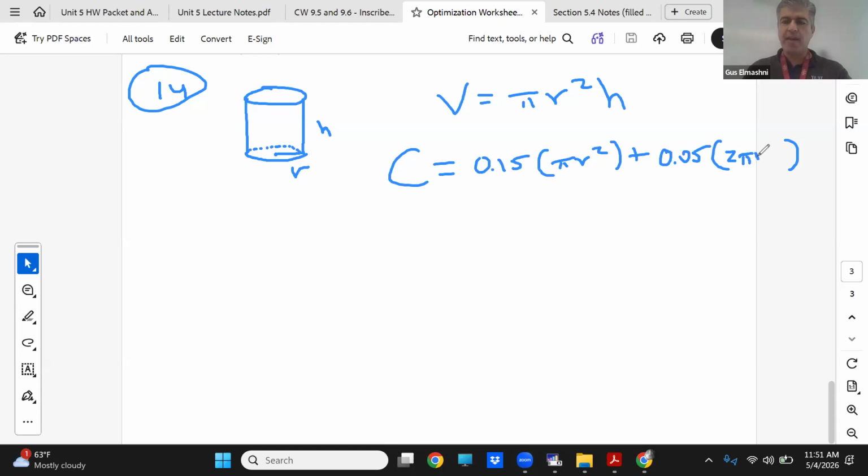By the way, the best way to figure that out is it's the perimeter of the base times the height. But because the base is a circle, the perimeter is like circumference. So you have 2 pi r times... Yeah. Cool. All right. So I want to minimize this.